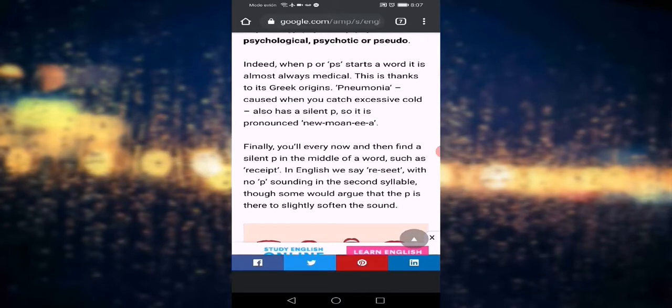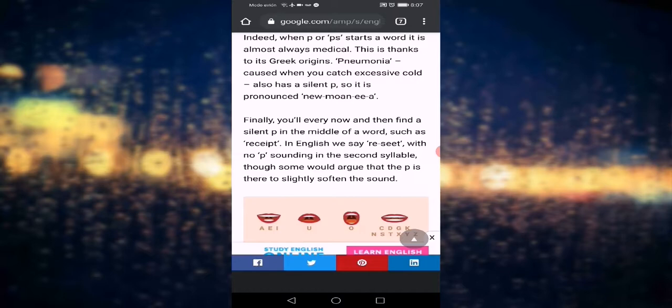Finally, you will also find a silent P in the middle of words such as receipt. In English, we say receipt with no P sounding in the second syllable, though some would argue that the P is there to slightly soften the word.